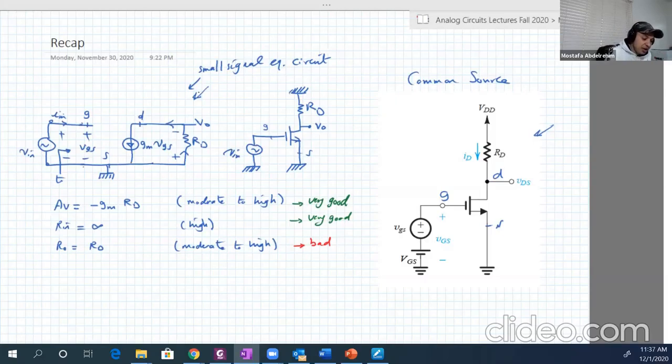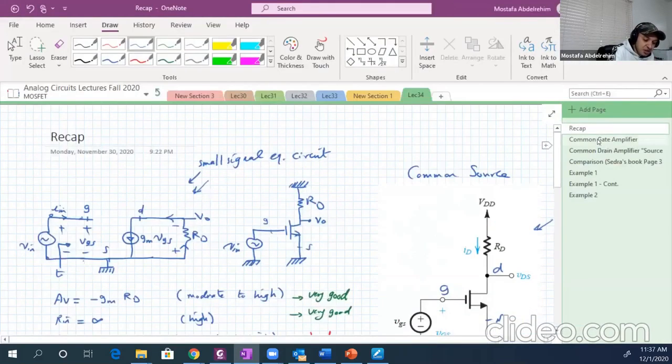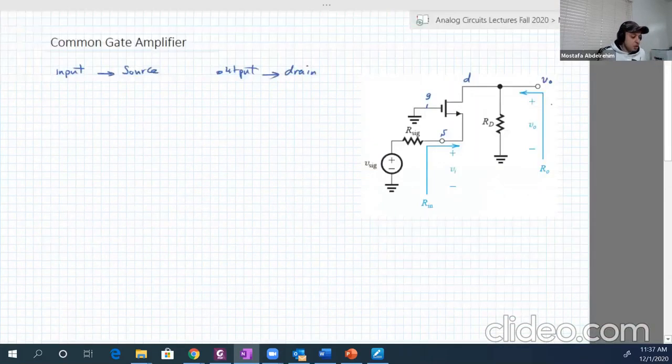Okay, so let's now continue the discussion with another two configurations, which are the common gate and the common drain amplifiers. So let's start with the common gate amplifier, in which the input is at the source and the output is at the drain, and the gate is just common between them.